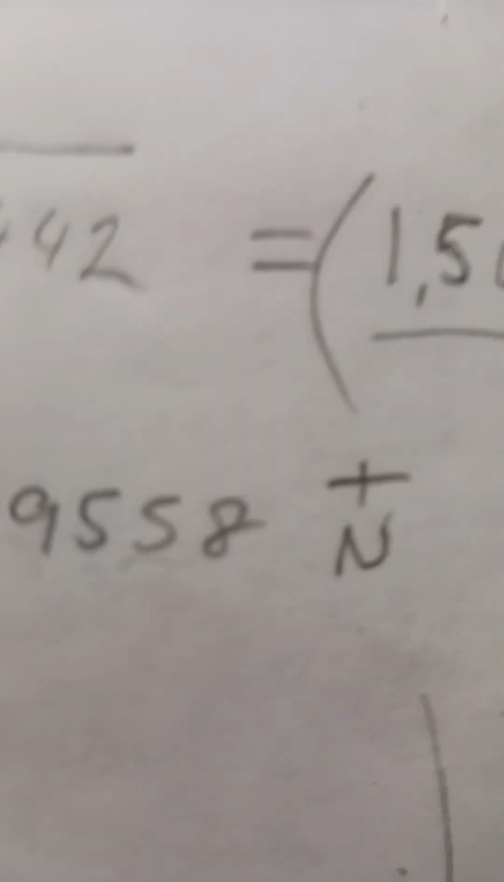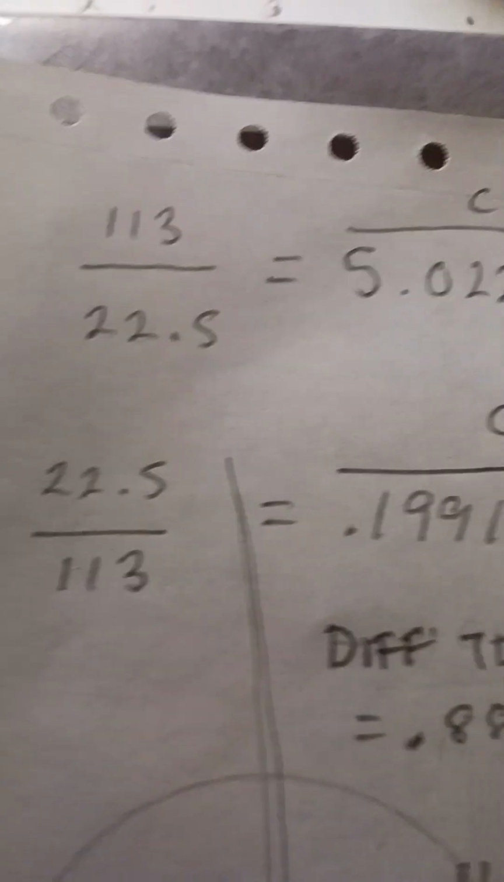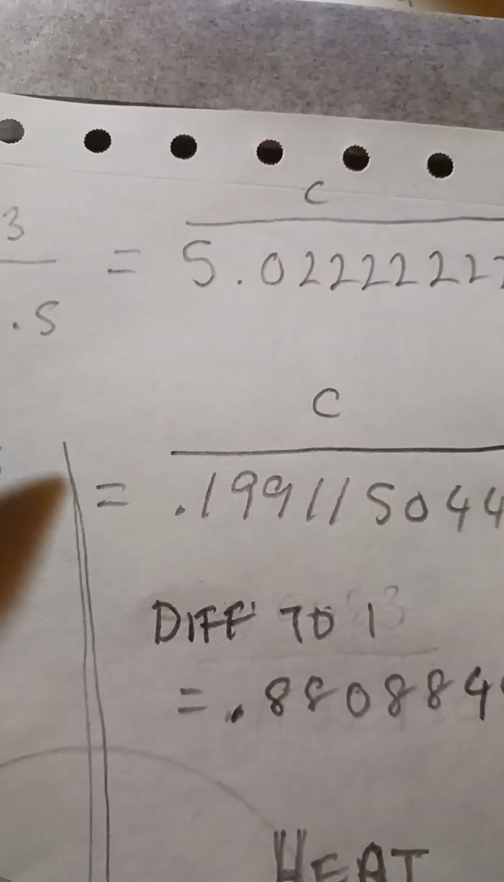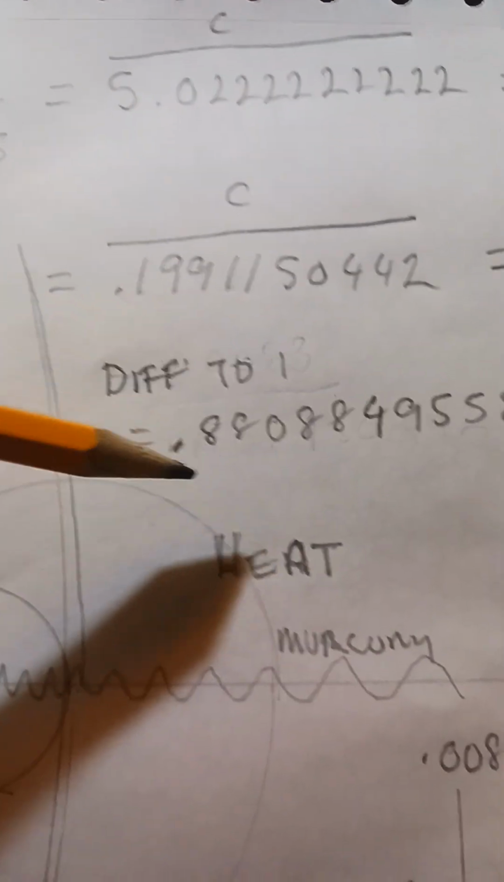So the sun, using basic math, volume divided by density and density divided by volume, you get the average density of 5 and the surface density of that. And the difference to a vacuum is that.